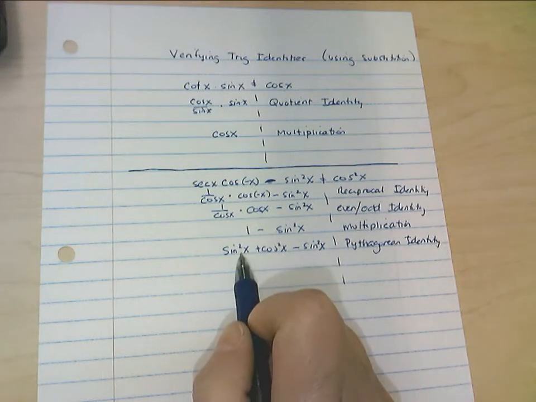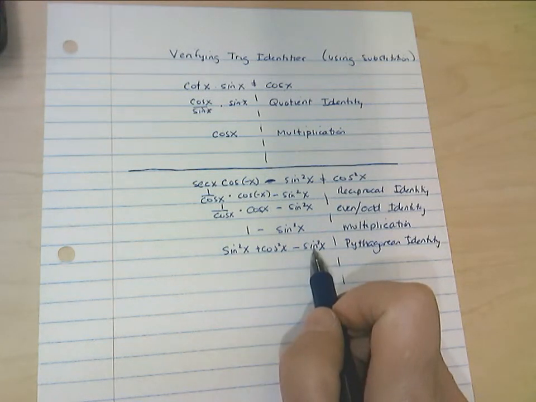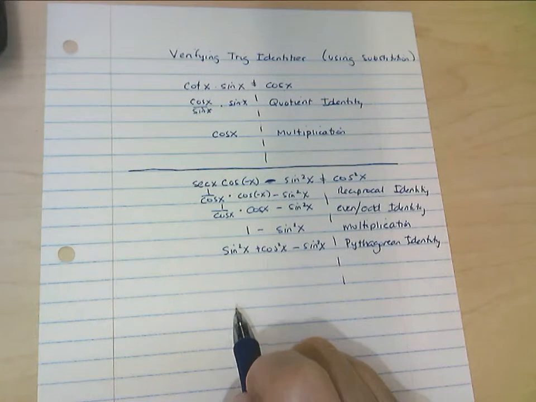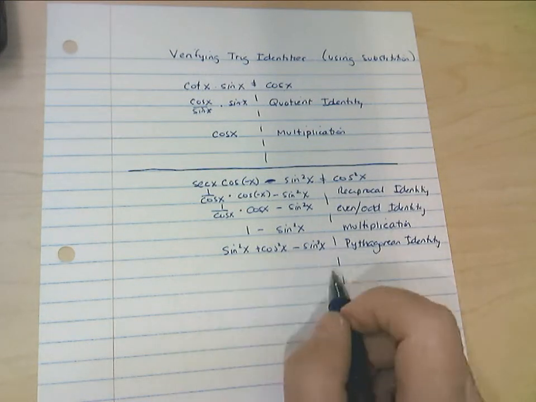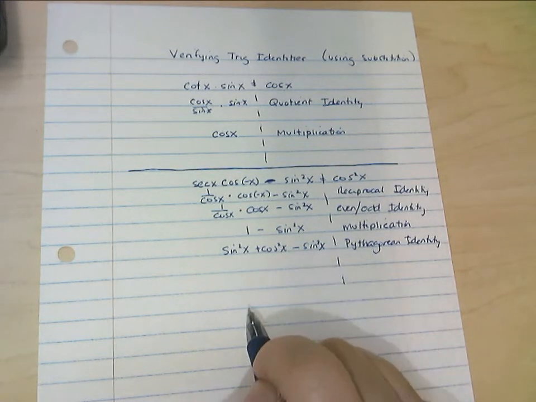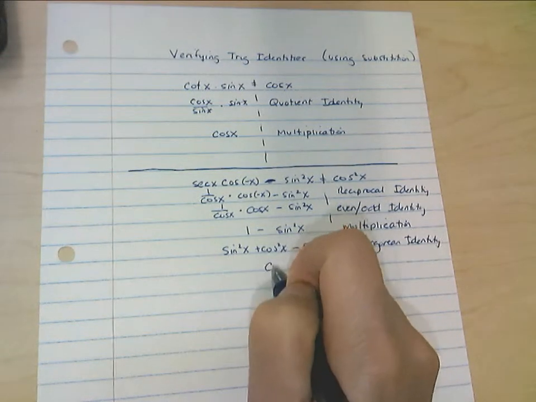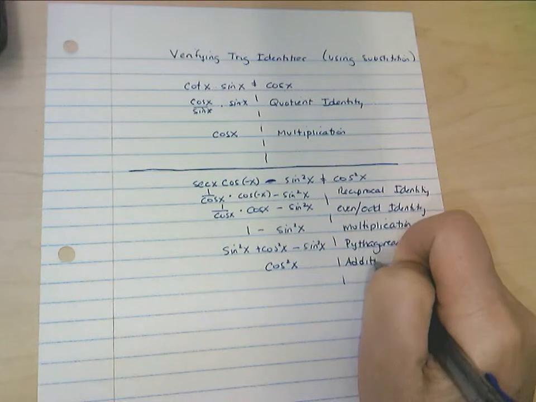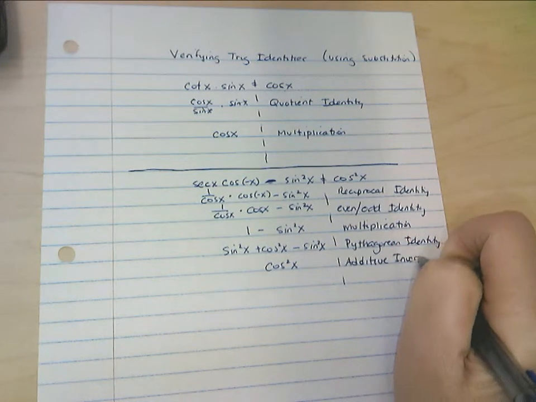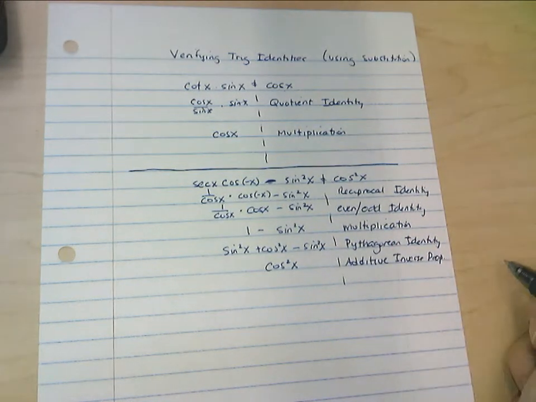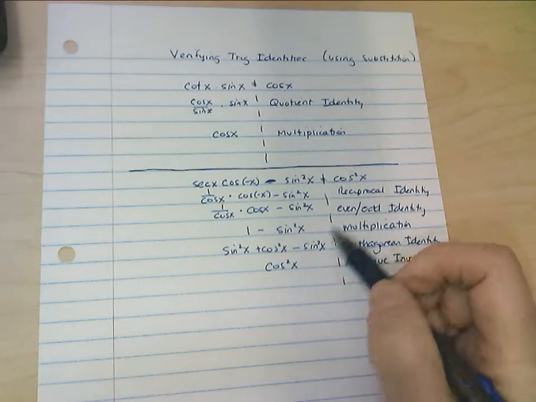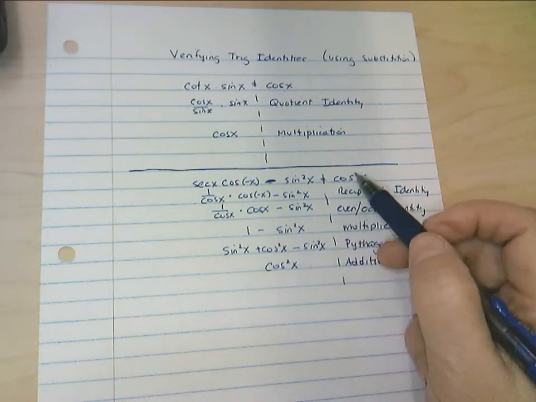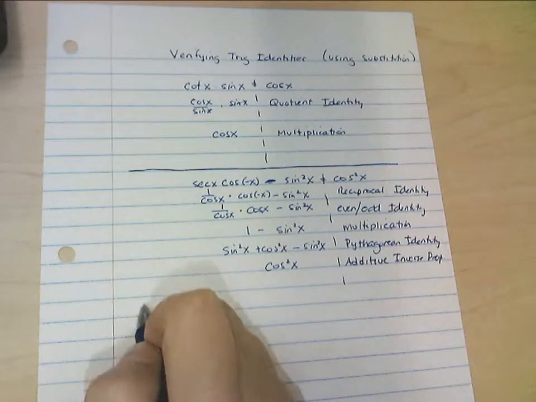Now I look at this, I have a positive sine squared x and a negative sine squared x. When I add those, it becomes 0. So sine squared x minus sine squared x, 0. All I have left is cosine squared x. And I use the additive inverse property. That's exactly what I wanted to get to. So cosine squared x equals cosine squared x. That one's done.